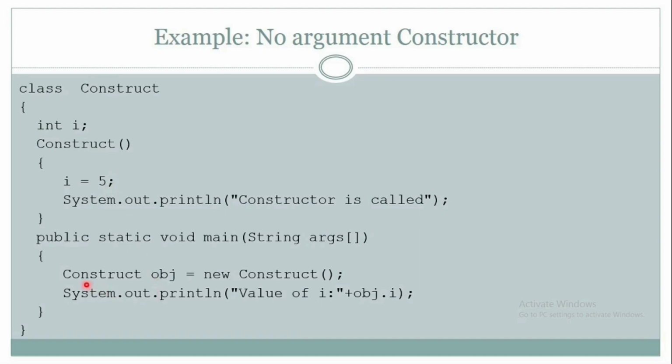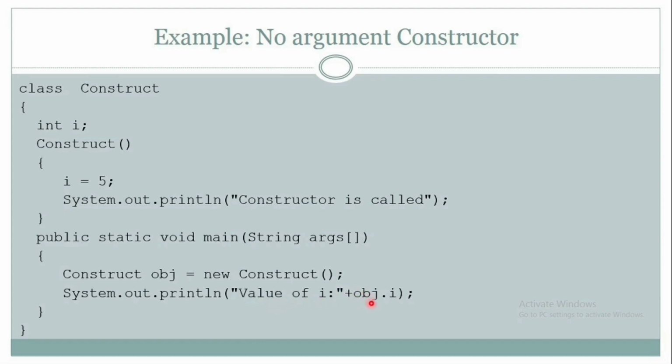Whenever an object is created, the constructor is called. Now the instance variable i will be initialized with 5, and I'll be displaying a message "constructor is called". Now, inside the main function, I'll be just printing the value of i.